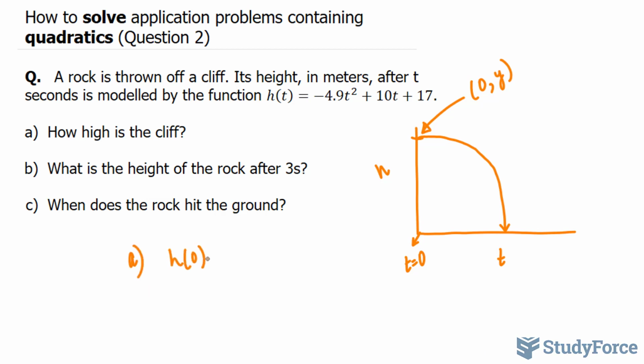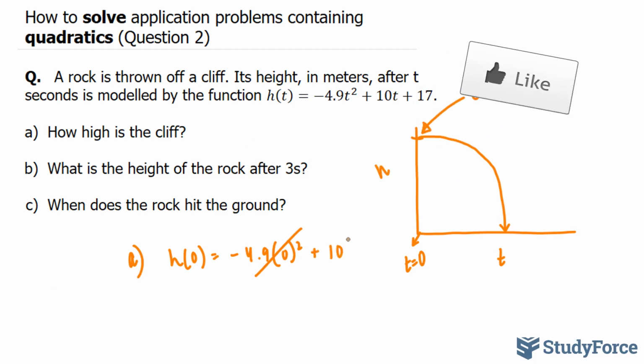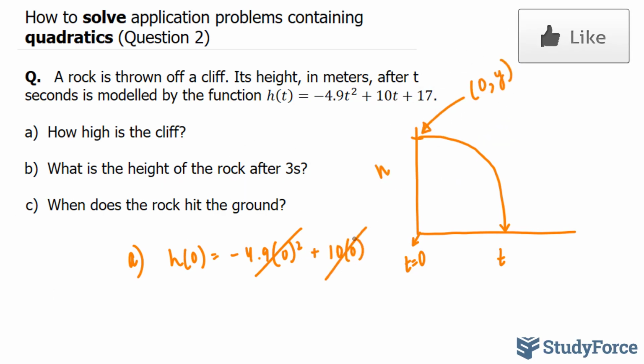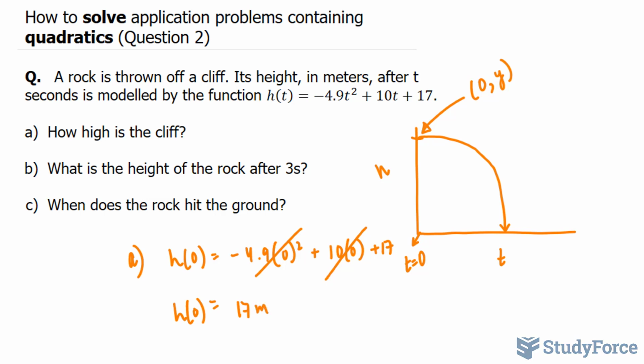H at 0, or time 0, is equal to negative 4.9 times 0 to the power of 2, this goes to nothing, plus 10 times 0, and this also goes to nothing, plus 17. Therefore, we can say that before the rock is thrown, the rock is being thrown from a height of 17 meters. Let's move on to question B.